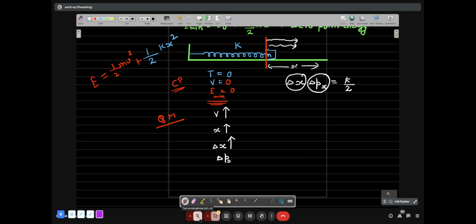If the uncertainty in momentum decreases, momentum also decreases. And if momentum decreases, kinetic energy decreases. Now, if you just have a look at the extreme values, when the potential energy is increasing, the kinetic energy is decreasing, or vice versa.